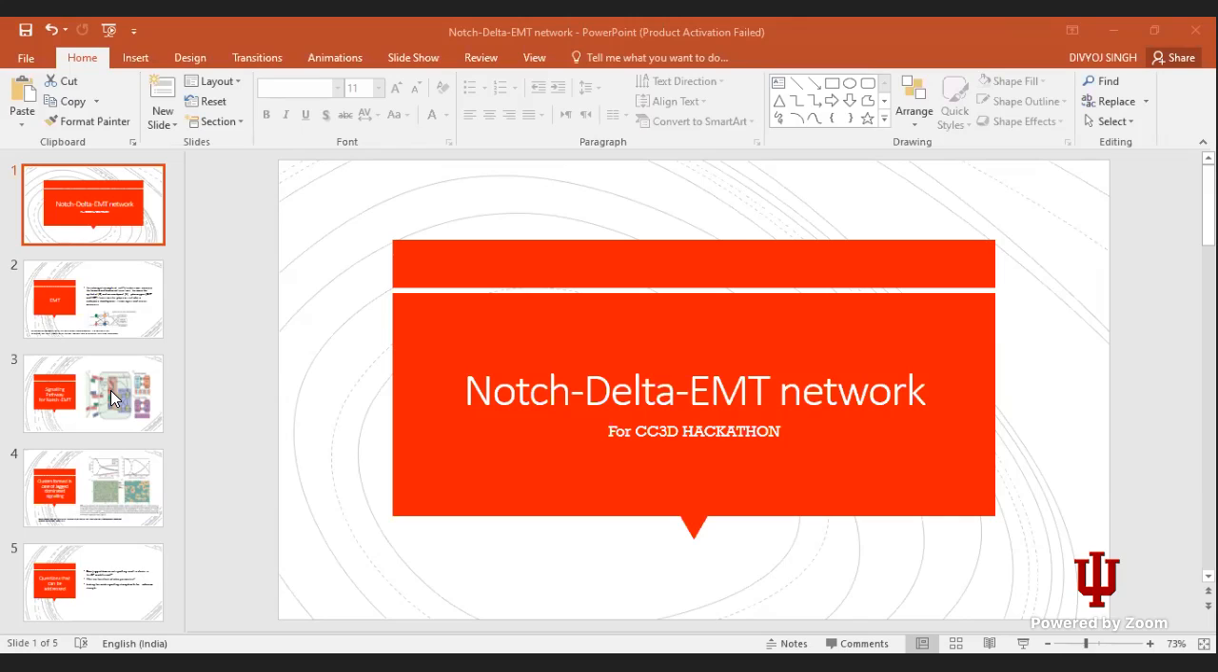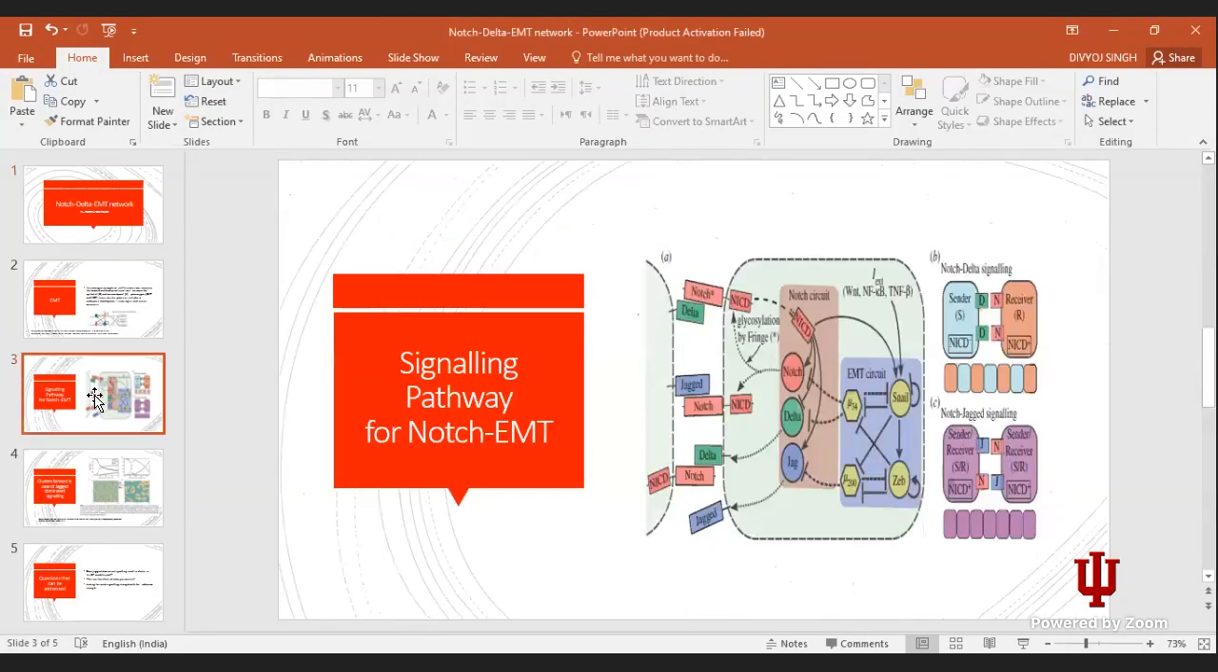Yes, true. That is linked with the EMT circuit itself. So that is part of the reason why you get clusters. Because the EMT network is such that notch in turn inhibits delta and activates jagged. So that is part of the reason why you get clusters, which in its own glory is beautiful.